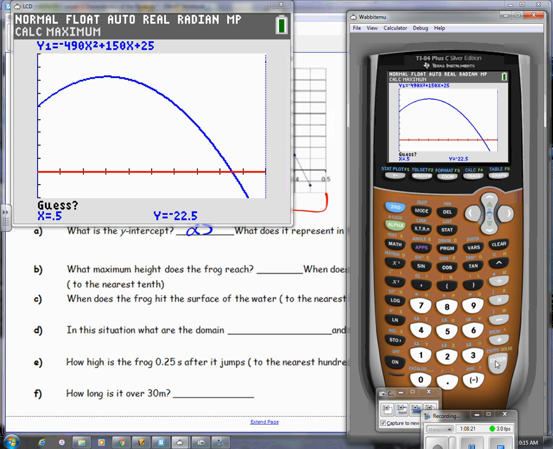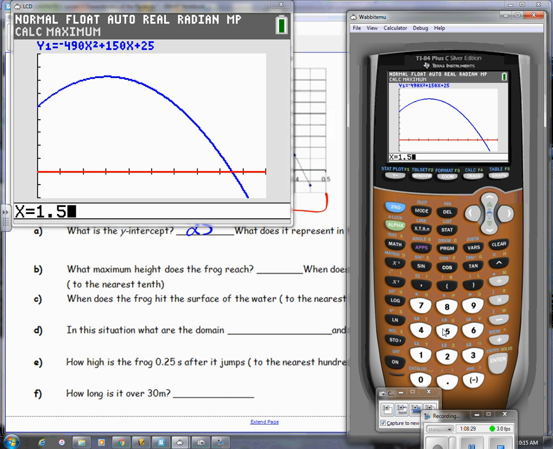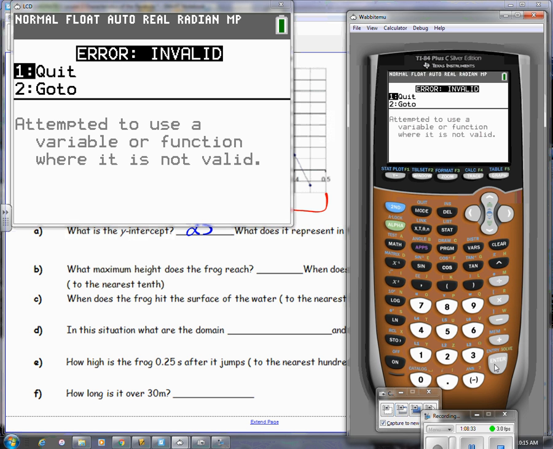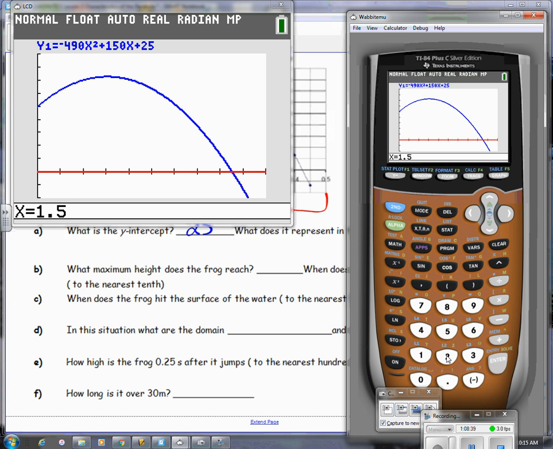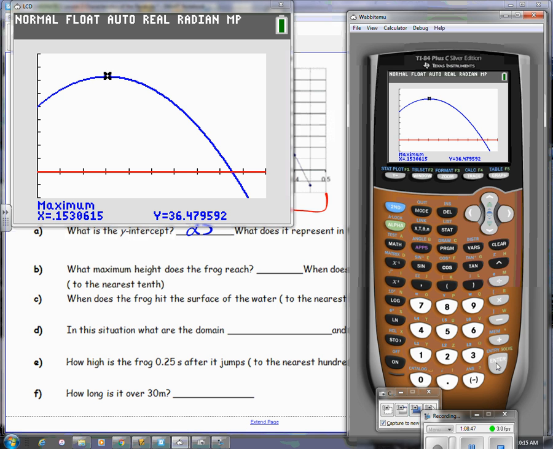Take a guess. Okay, well, it looks like about 0.15. It looks like it is about the 3rd tick mark. So you can enter a guess, as long as you enter a number in between there, or move the cursor in between there. What did I punch in? Oh, I punched in 1.5. Whoops. Not 1.5, 0.15. That's what I wanted. And there it goes. 36.